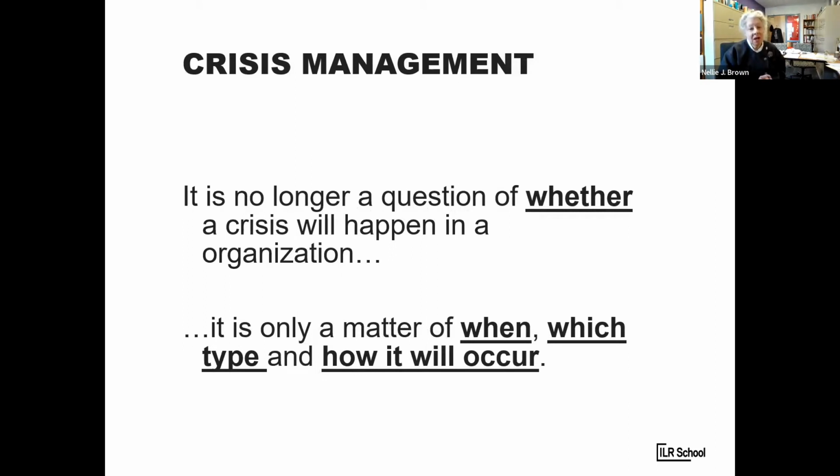But you know as well as I do, life is not like that. It's no longer really a question of whether a crisis will happen in an organization. It's really only a matter of when it's going to hit, which type of crisis will actually unfold, and how it will actually occur. So the reality is that anytime we spend some investment in crisis planning, we are really using our resources well. This is a very good choice.